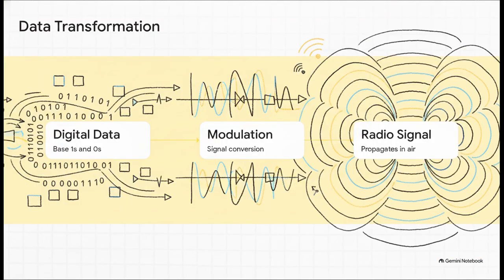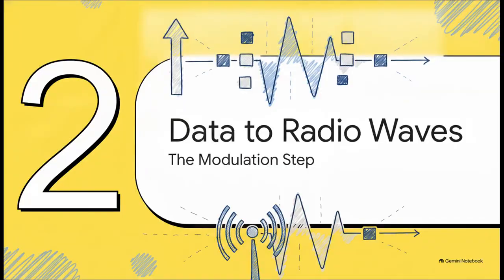To replace that physical wire, we use a pretty logical three-step pipeline. First up, you've got your device's digital data, just pure ones and zeros. Then we run that data through a highly precise process called modulation. And finally, that process transforms your digital data into a physical radio signal that literally flies through the empty space in your room. Which brings us to our second section, how digital data becomes radio waves.